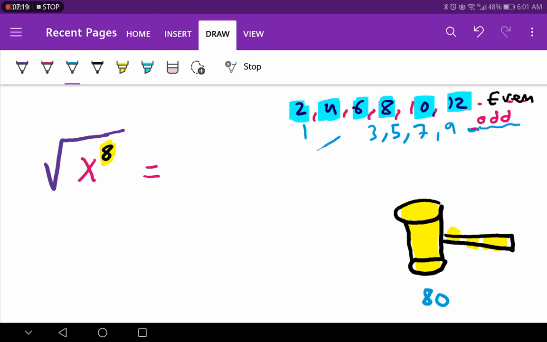Now let us come back here. The 8 here can be divided by 2, so it is even. So if it is even, you must be happy.